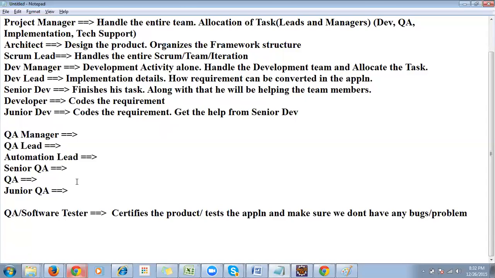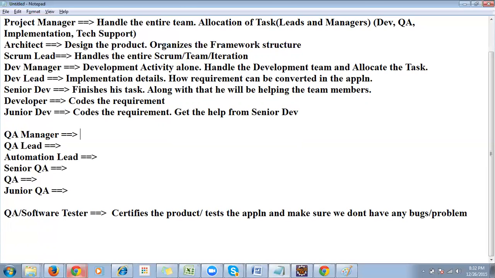Clear? So the QA manager is the one who leads the entire QA team. For example, right now 4 to 5 teams are there. All the 5 teams will be reporting, the QA leads will be reporting to the manager. He will be handling the leads and making sure that all the activities are being completed. That is what the QA manager will do.